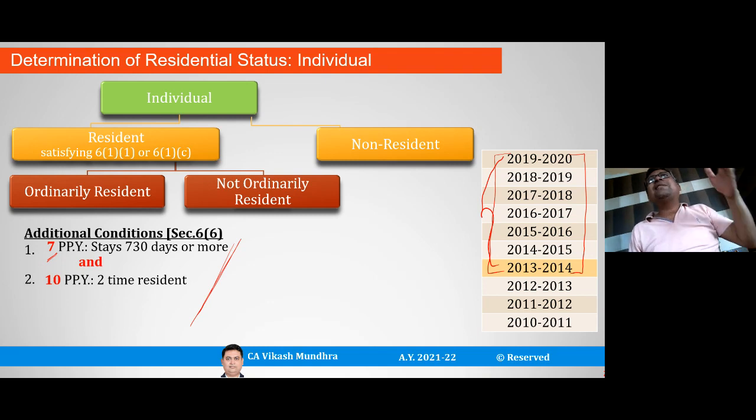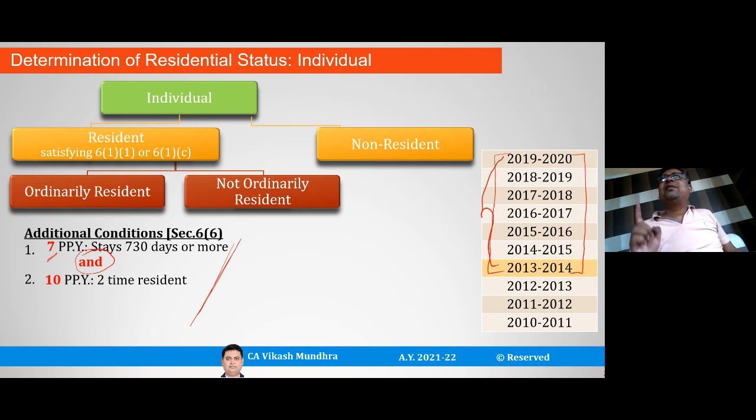During the 7th previous year, if your stay in India is 730 days or more, then condition number 1 of section 6.6 is satisfied. And be careful here, it is "and". You need to satisfy both conditions to become an ordinary resident.